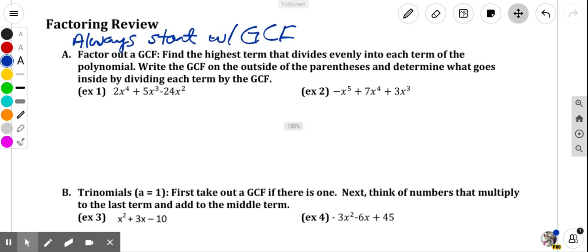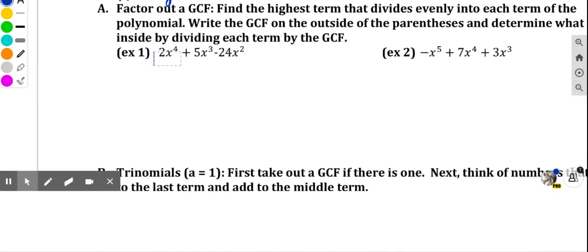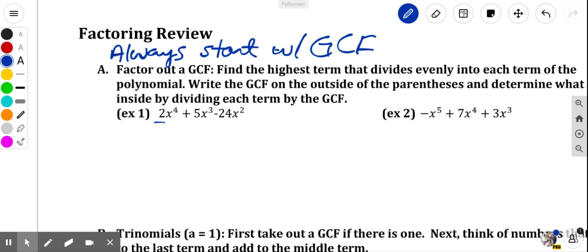So if we take a look at this first one, let's look at the numbers first. We have 2, we have 5, we have negative 24. Those are not all divisible by the same number. So that means they don't have a numeric GCF. There's no number that they have in common. Now let's take a look at the variables. See how there's x to the fourth, x to the third, x squared. See how they all have at least two x's? That means the GCF is x squared.